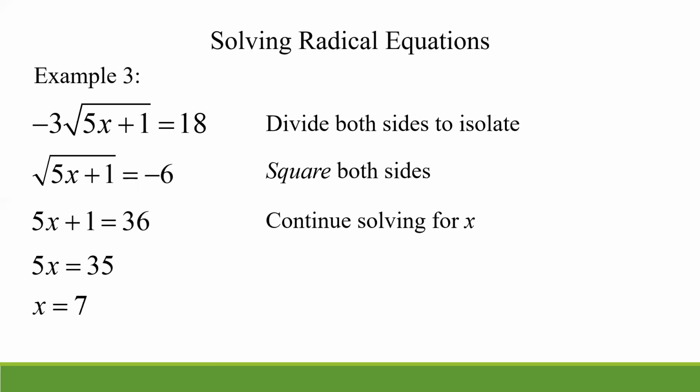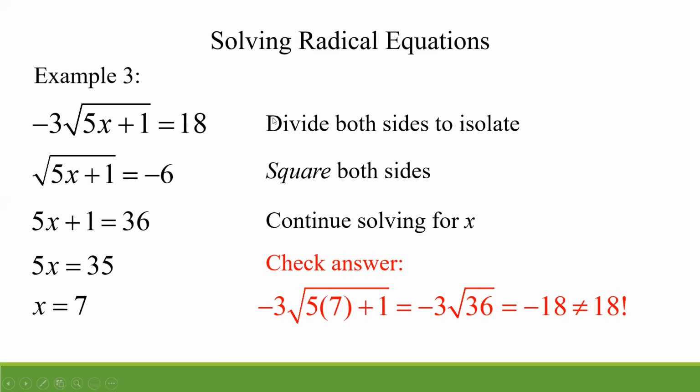Okay? So let's check this answer and see what happens. And again, I'm plugging in kind of all at once, but you see here, if I plug in 7 for this, 5 times 7 is 35, plus 1 is 36. We know that the square root of 36 is 6, but look here, -3, that thing out front, -3 times root 36, or -3 times 6, is -18. That ain't 18. So they're not the same thing on both sides.